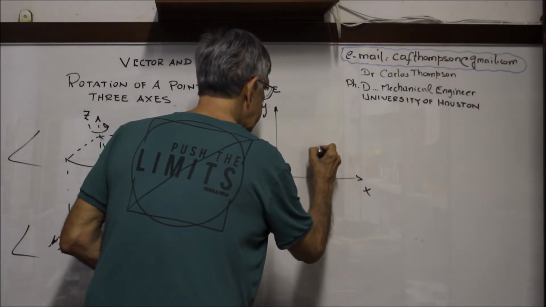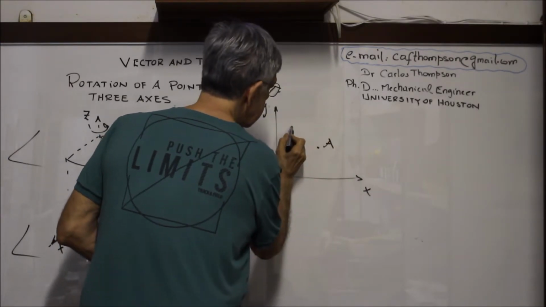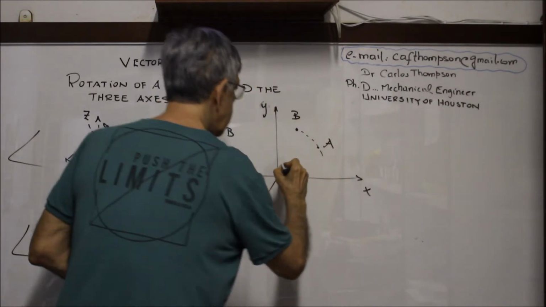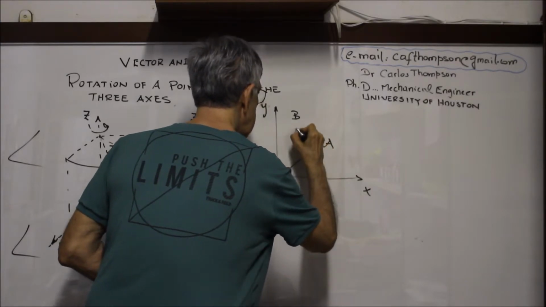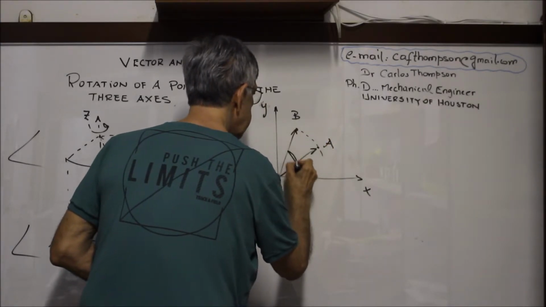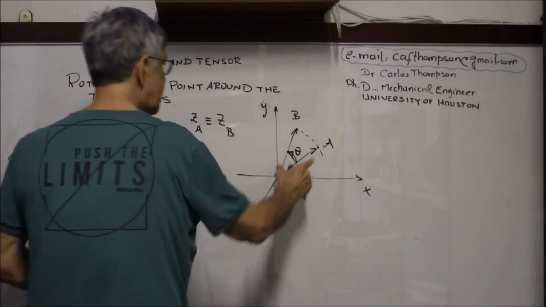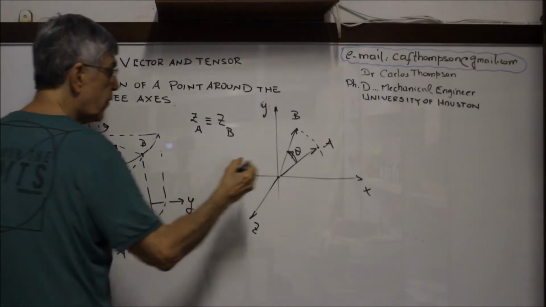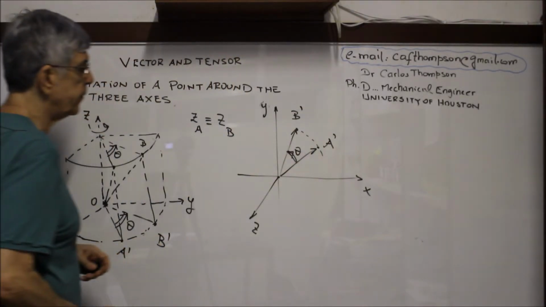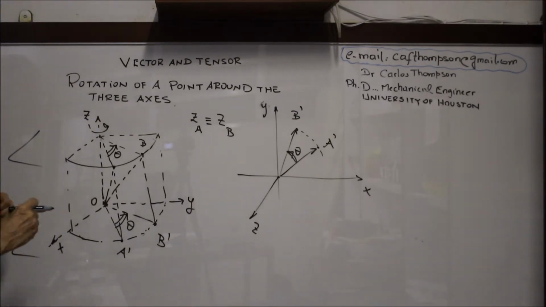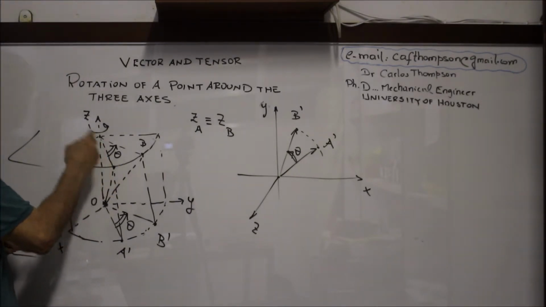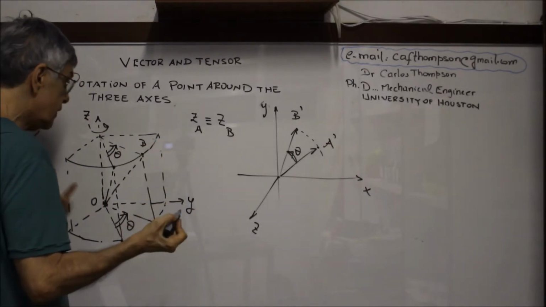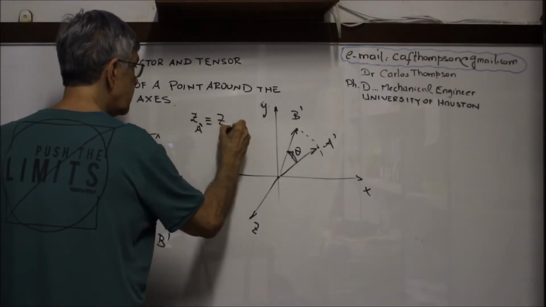Now I'll put point A, and here the circle, and here is point B. This is my angle theta right here. This figure is just this one. Now I'm working instead with A prime and B prime. Because the rotation is around z, z of A is equal to z of B, and z of A prime is equal to z of B prime.